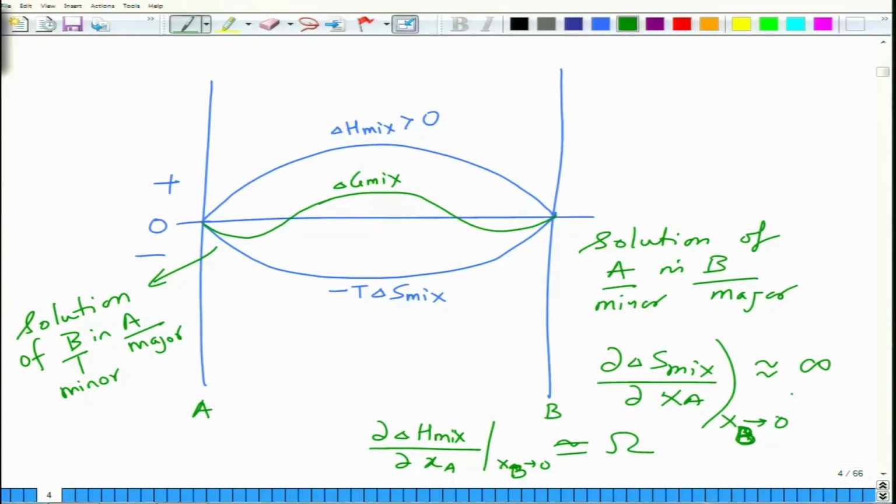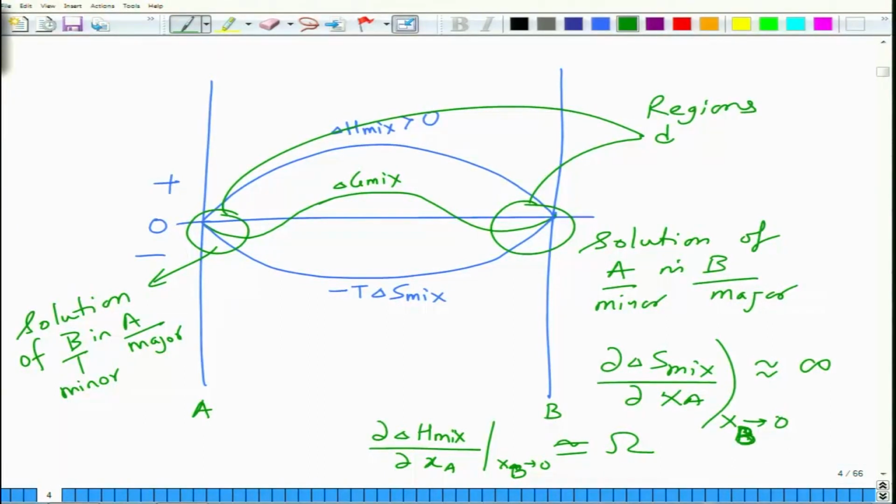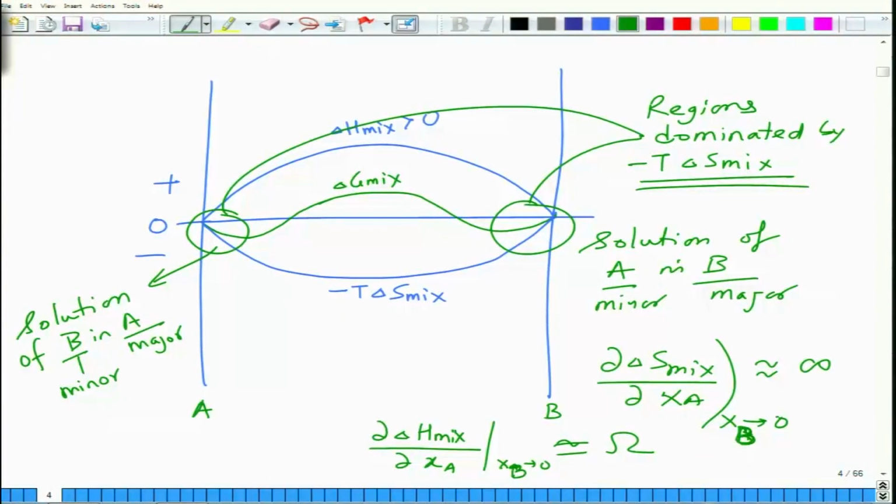So, at these compositions, since the free energy changes, the entropy change tends to negative infinity. Because the enthalpy change is finite and the entropy change is infinite, the free energy tends to be negative. Basically, these are the regions dominated by the minus T delta S mix contribution. Configurational entropy changes a lot when you add a little bit of impurity to something. So, you add a little bit of B into A or a little bit of A into B, and the configurational entropy changes substantially. As a result, even at lower temperatures, the impure material is preferred over the pure state because of the negative free energy of mixing in the impure state, dominated by the changes in the entropy.